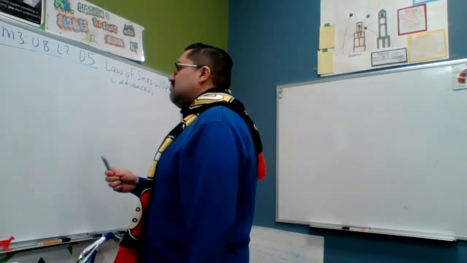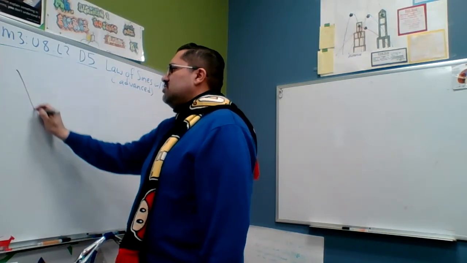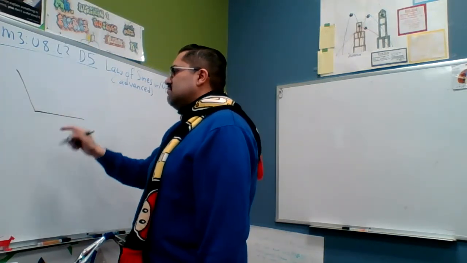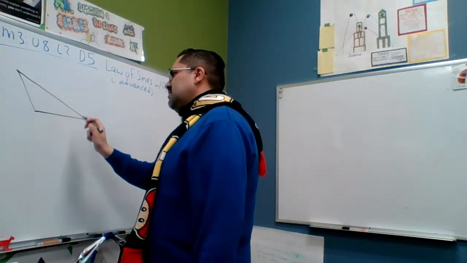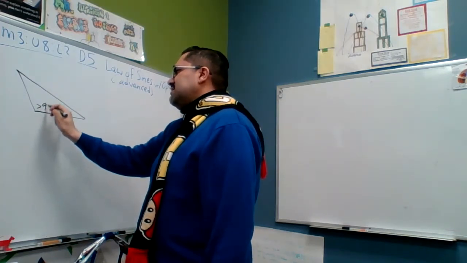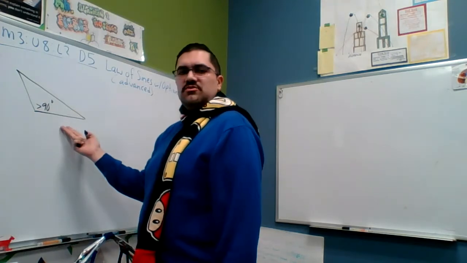So the first one, the one we like. Usually when you were doing law of sines, you would have an angle that looks like this. You would have something bigger than 90 degrees in a triangle.